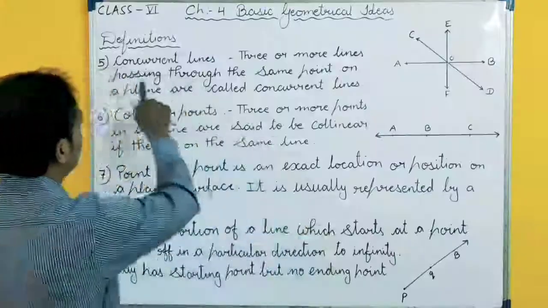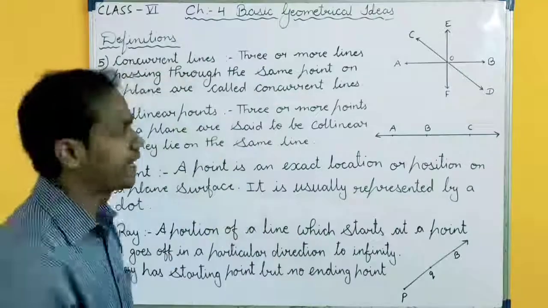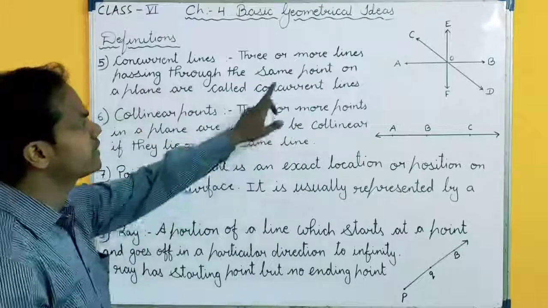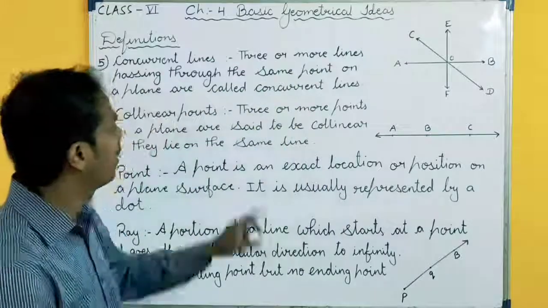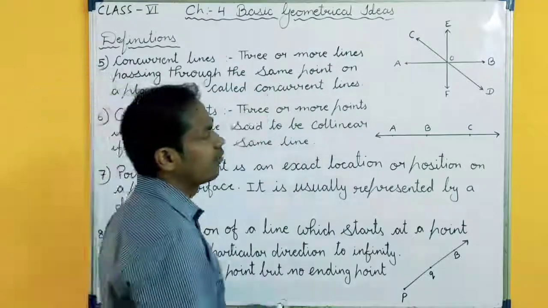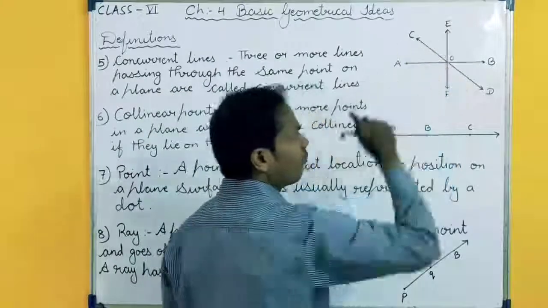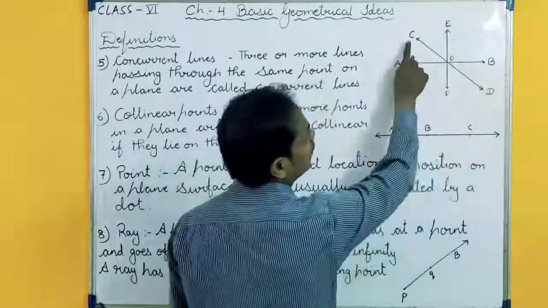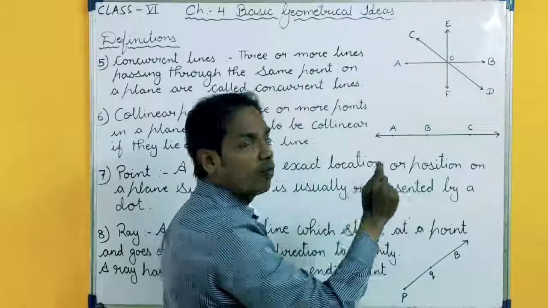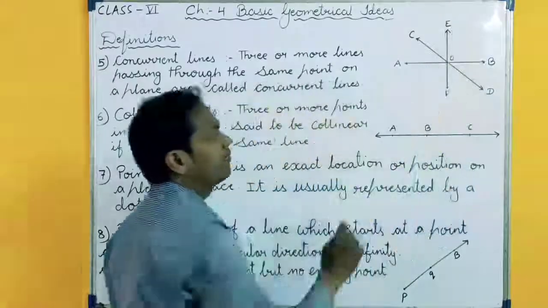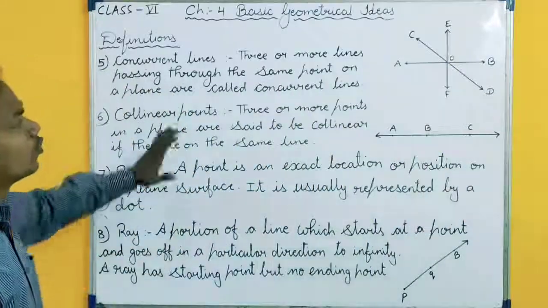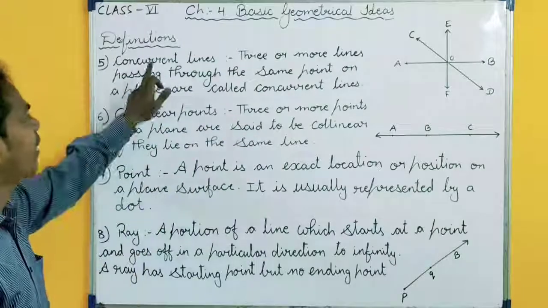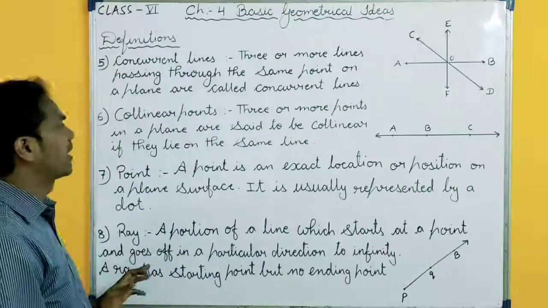Okay. Now the fifth point, concurrent lines. Three or more lines passing through the same point on the plane are called concurrent lines. For example, you can see here, this is your one point O. Your AB is also passing through O. Your CD is also passing through O. And your line EF is also passing through O. So you can say three or more lines passing through the same point are called concurrent lines.